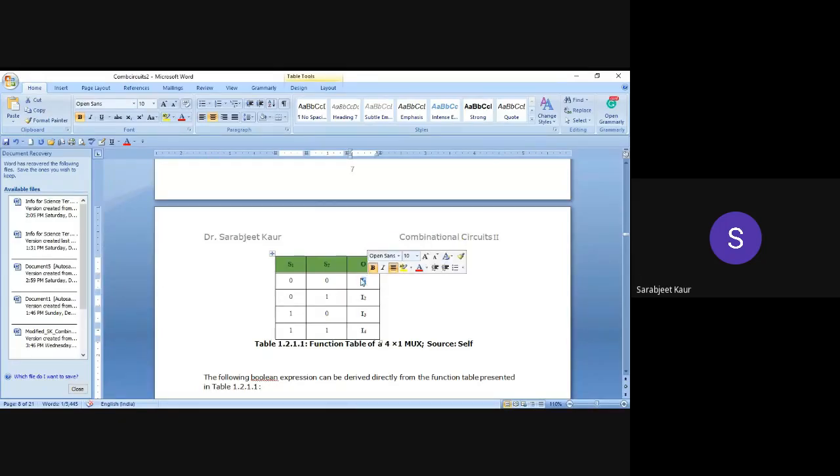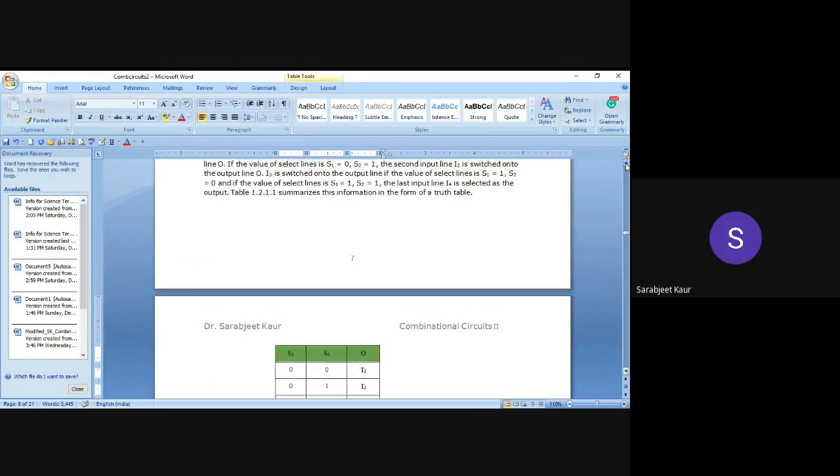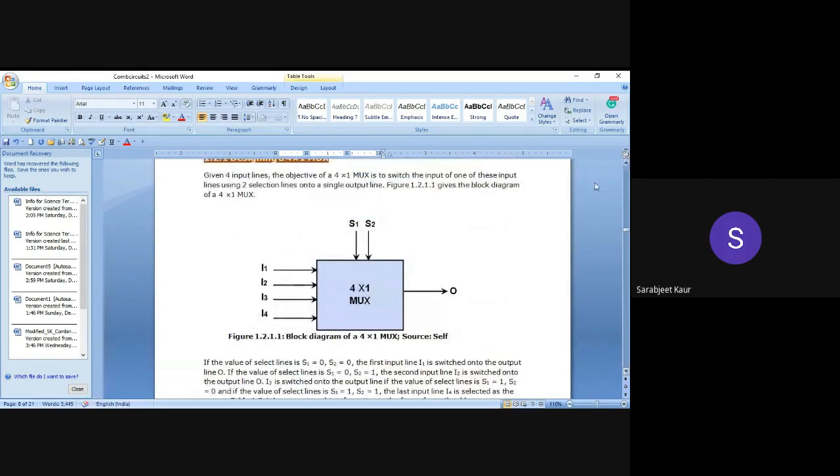What are the input variables here? I1, I2, I3. So ideally, if this were a truth table, then I should have had input variables at this side, right? But I will not be able to describe the function of my multiplexer using that kind of a table. Let us see why. So for that, let us see what this multiplexer actually does.